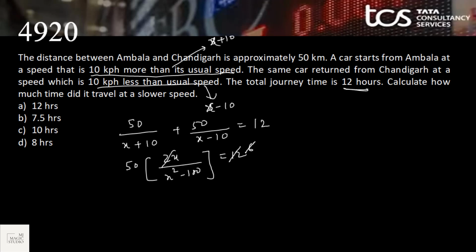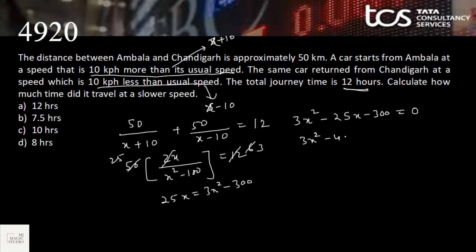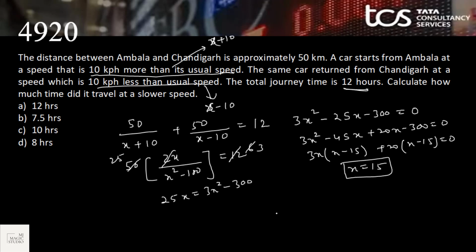That is 12. It goes 6, 3, 25. So 25x equals 3x square minus 300. We have a quadratic equation. 3x square minus 25x minus 300 is 0. 300 into 3 is 900. 45 and 20. 3x square minus 45x plus 20x minus 300. If I take common, I'm getting what? Yes. X is equal to 15 is what we are getting.